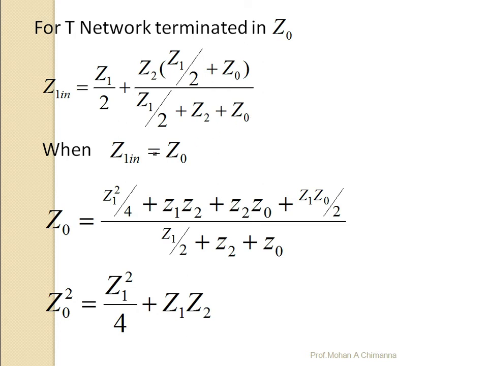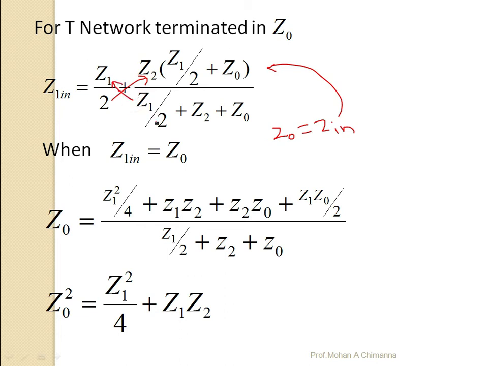So we know that the input impedance and the output impedance should be equal. So we substitute Z0, which is equal to Zin, in this equation. So what we do here: Z0 is equal to Z1 square upon 4 plus here Z1. Means we have to take the cross multiplication. Here we take the cross multiplication.